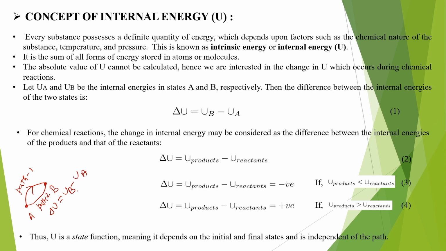The internal energy of the final state is UB and the internal energy of the initial state is UA. So delta U is UB minus UA. It will be the same for both the paths, because U is a state function. So irrespective of the path we take from the same initial state to the same final state, the change in internal energy will always be the same.